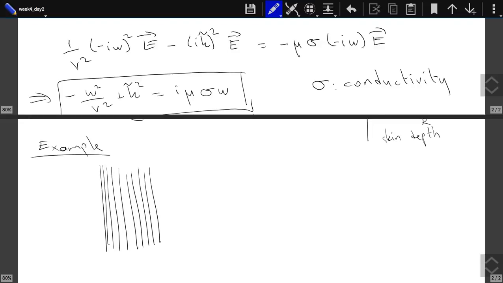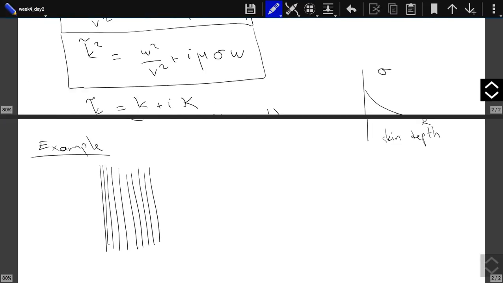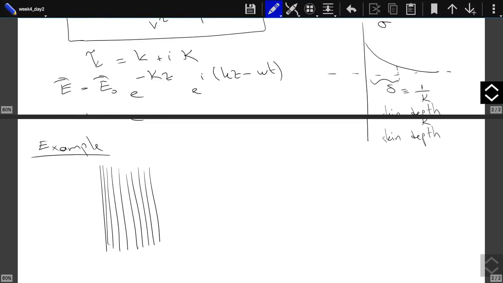Now, let's go back to this equation. What are the real parts? What are the imaginary parts? You see, another interesting thing over here is that the additional term is frequency dependent. So, okay, it's the conductivity appearing over there, but not just conductivity, it's conductivity times the frequency. So let's see the consequences.